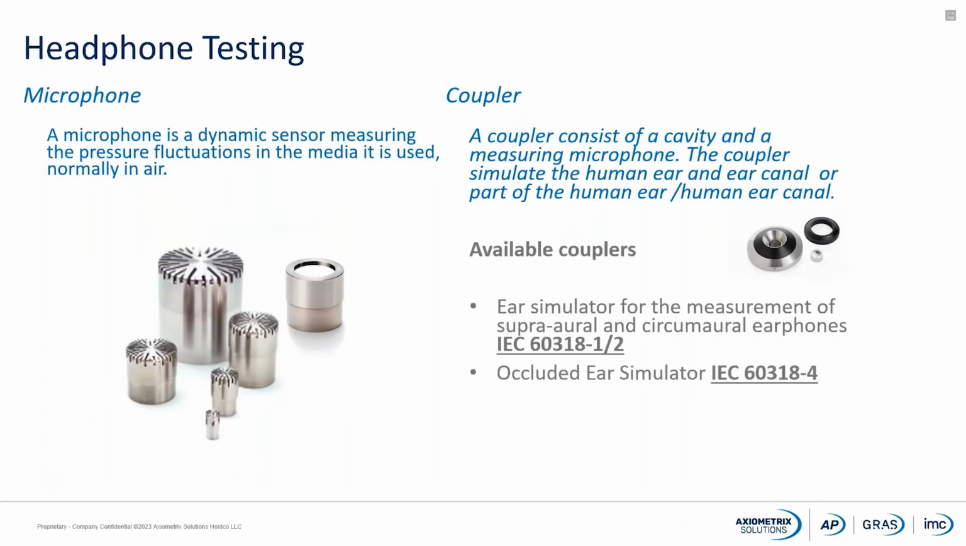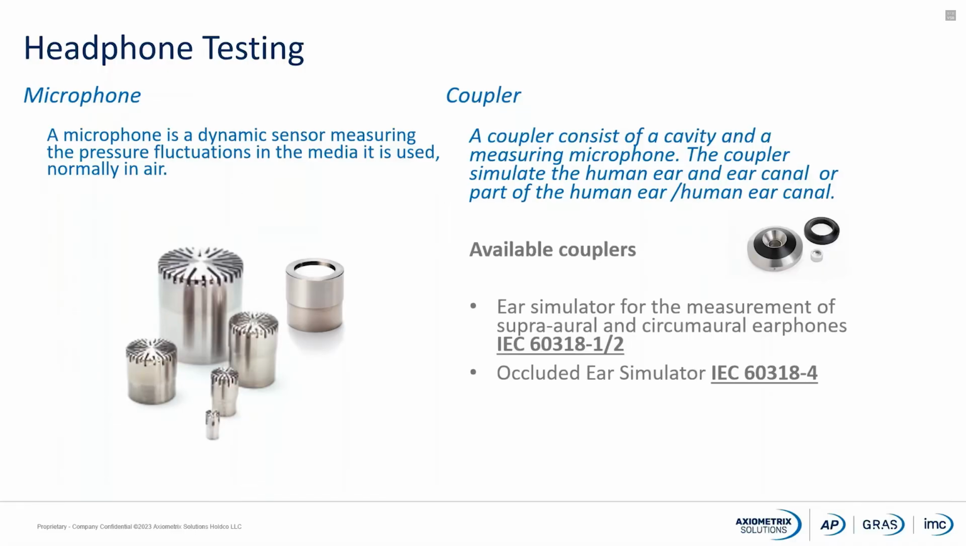The next part of the standard we will have a closer look at is the IEC 60318-4. This part of the standard describes the occluded ear simulator. The occluded ear simulator is a simulator, of course, simulating the human ear and a part of the ear canal of a human.